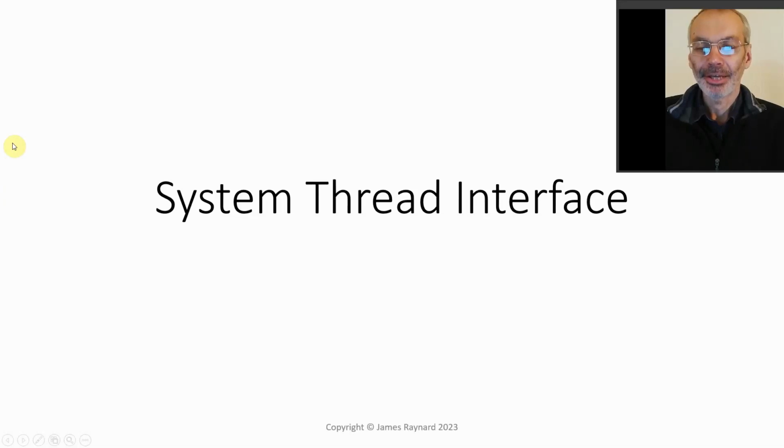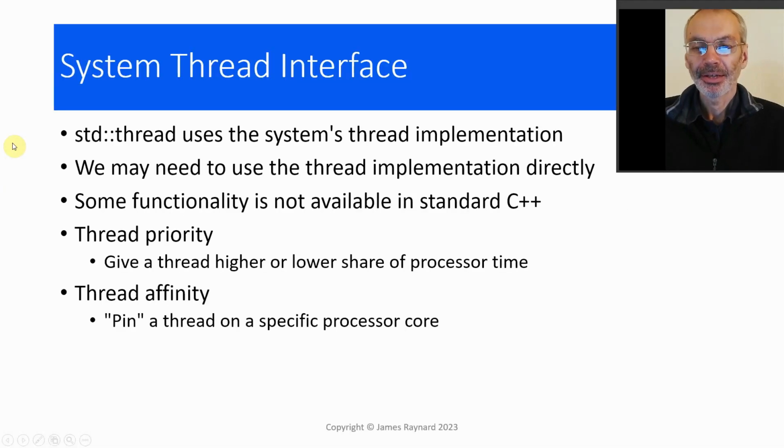Hello again. In this video we're going to look at the system thread interface. The C++ thread class uses the system implementation to actually do the threading. There are occasions where we may need to use the system implementation directly.